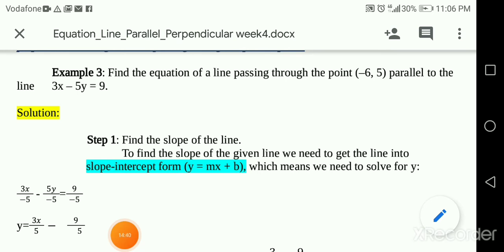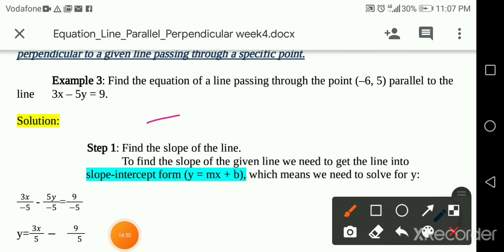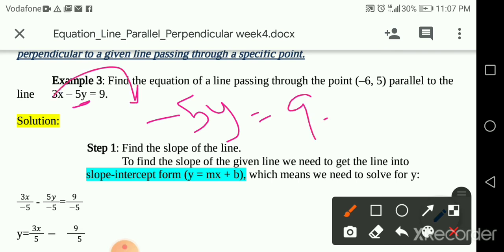Okay, guys, welcome back. So I have to solve for y. Let's solve this as usual. I want to get the minus 5y first of all, then put 3x on the other side. So I have 9 minus 3x. After this, divide both sides by what?